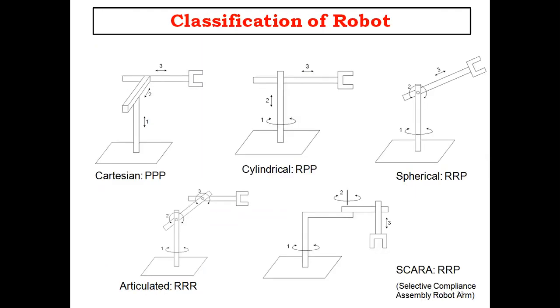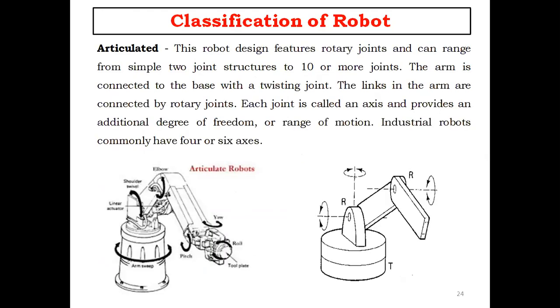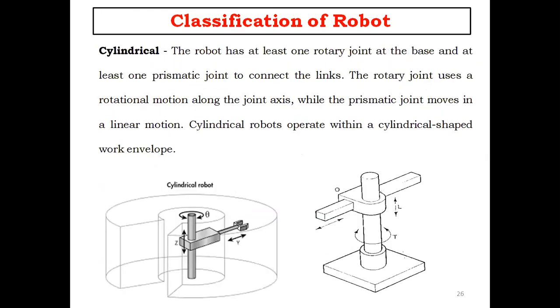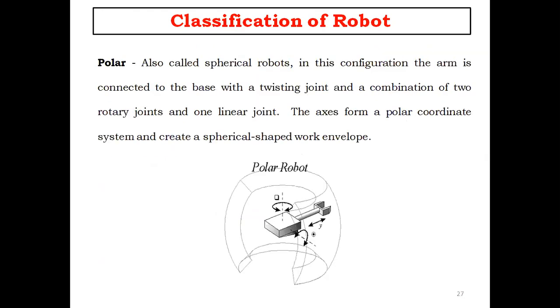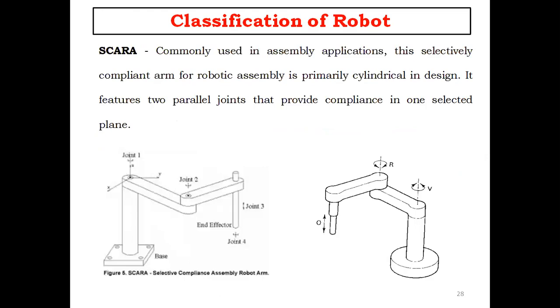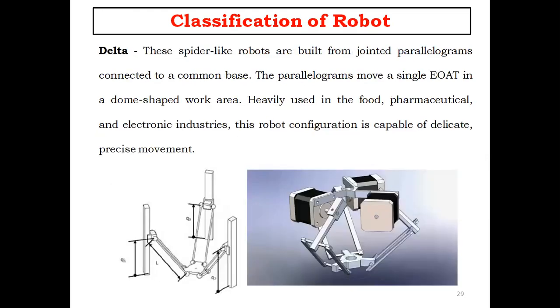We have the classifications of robots: Cartesian, cylindrical, spherical, articulated, and SCARA. Articulated has 10 or more joints. Cartesian has a 3-coordinate system x, y, z. Cylindrical has at least one rotary joint at the base and at least one prismatic joint to connect the links. Whereas polar is connected to the base with a twisting joint and a combination of 2 rotary joints and 1 linear joint. Finally, SCARA is selectively compliant arm for robotic assembly, primarily cylindrical in design. And finally, delta is in the form of spider-like robots, with a single EOT in a dome-shaped work area.